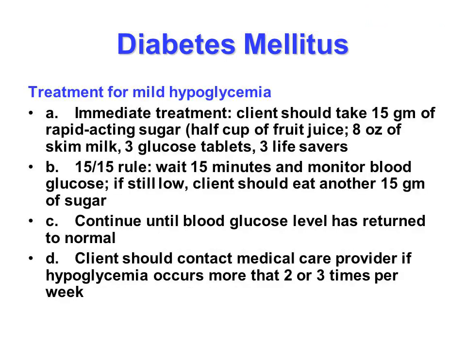Diabetes mellitus treatment for mild hypoglycemia. A. Immediate treatment. Clients should take 15 grams of rapid-acting sugar: half cup of fruit juice, 8 ounces of skim milk, 3 glucose tablets, 3 Life Savers. B. 15-15 rule. Wait 15 minutes and monitor blood glucose. If still low, client should eat another 15 grams of sugar. C. Continue until blood glucose level is returned to normal. D. Clients should contact medical care provider if hypoglycemia occurs more than 2 or 3 times per week.